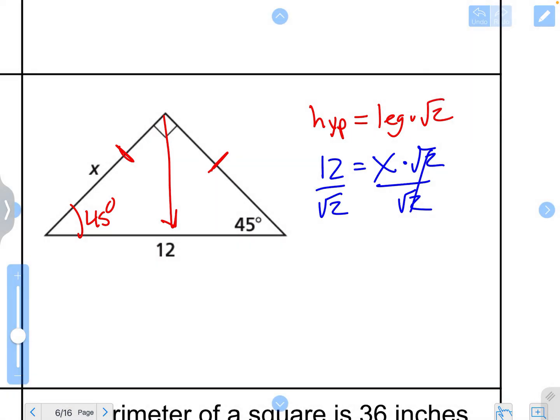Here we cannot leave the denominator as a square root, so we have to rationalize the denominator, which means we're going to multiply it by 1, and because we want to get rid of the square root on the bottom, we're going to multiply it by that square root.